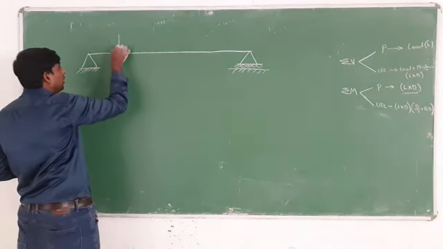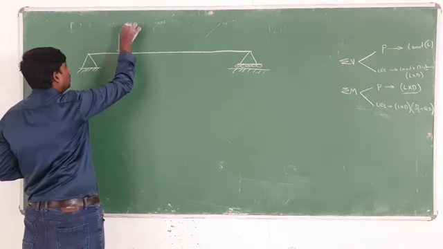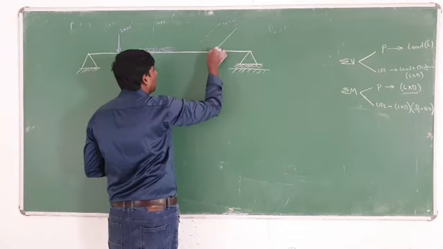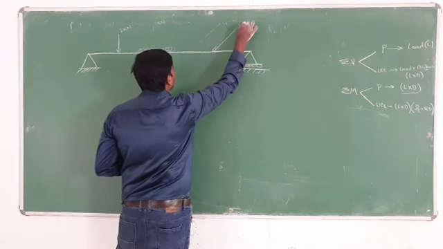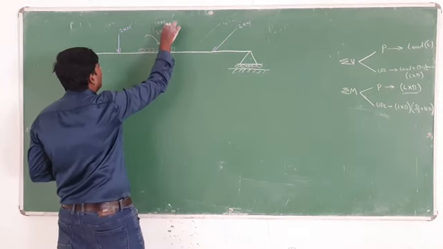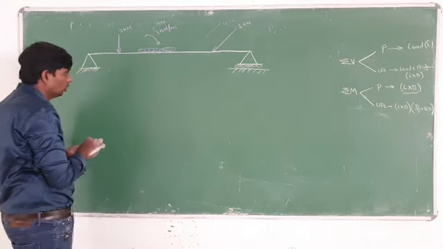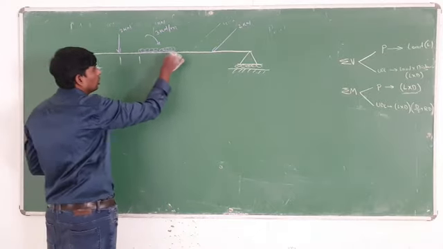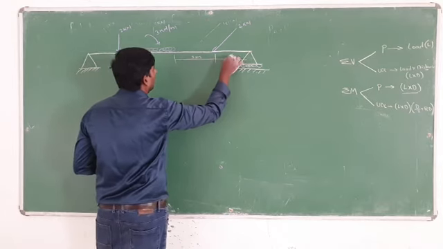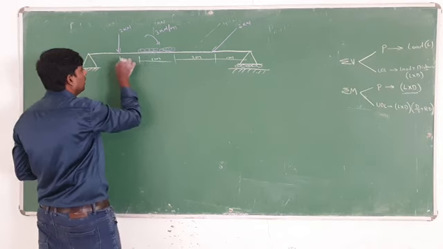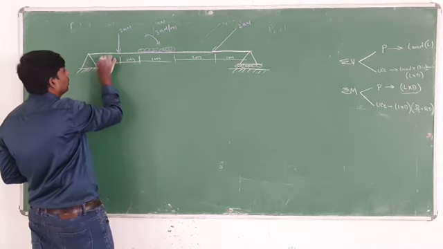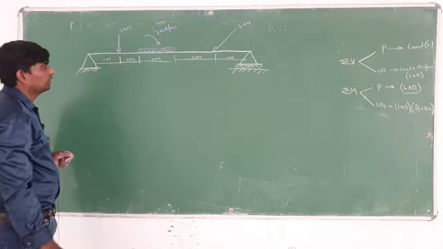In that, loads are there. One is the 2 kilonewton, and here is the UDL load, and here you can see the inclined load. This is 2 kilonewton, this is 3 kilonewton per meter, and this is 2 kilonewton. After that, the distribution of the distance: from here to here 2 meter, this is 1 meter, this one is 1 meter, and this one is also 1 meter. Okay? Like this the diagram will be given.